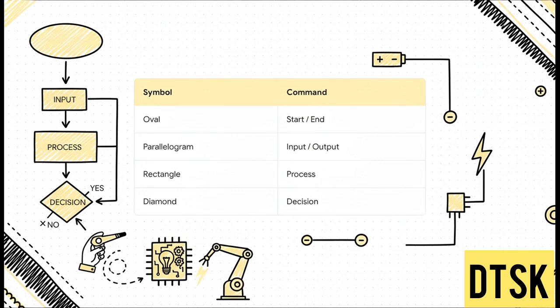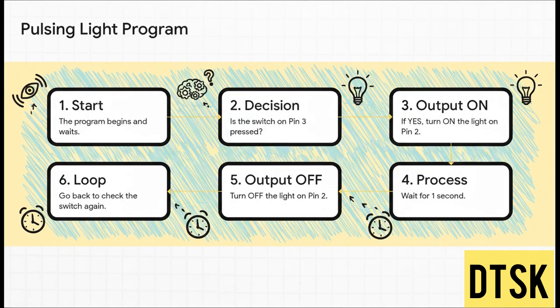A lot of the time, you can program these things using simple flowcharts. You just use different shapes for different commands, like an oval means start or end, a diamond is for making a yes or no decision, a rectangle is for an action, like wait for a second. It's visual programming. Let's just quickly walk through the example from the book.